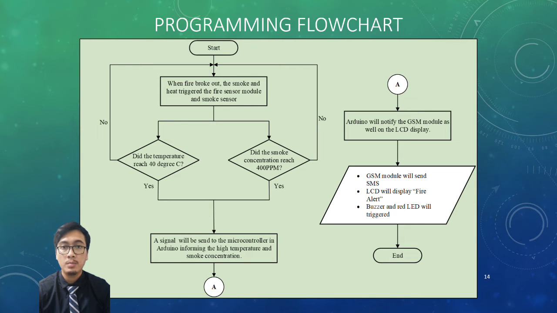If both conditions are met, a signal will be sent to the Arduino informing of the high temperature and high smoke concentration. The Arduino will notify the GSM module and the LCD display. Then the GSM will send the SMS. The LCD will display fire alert, call 911, and the buzzer and red LED will be triggered.